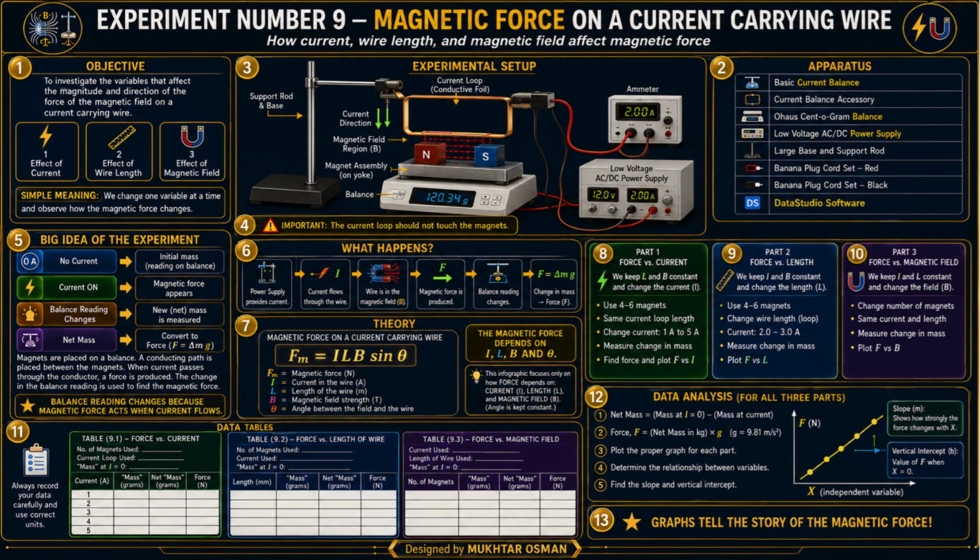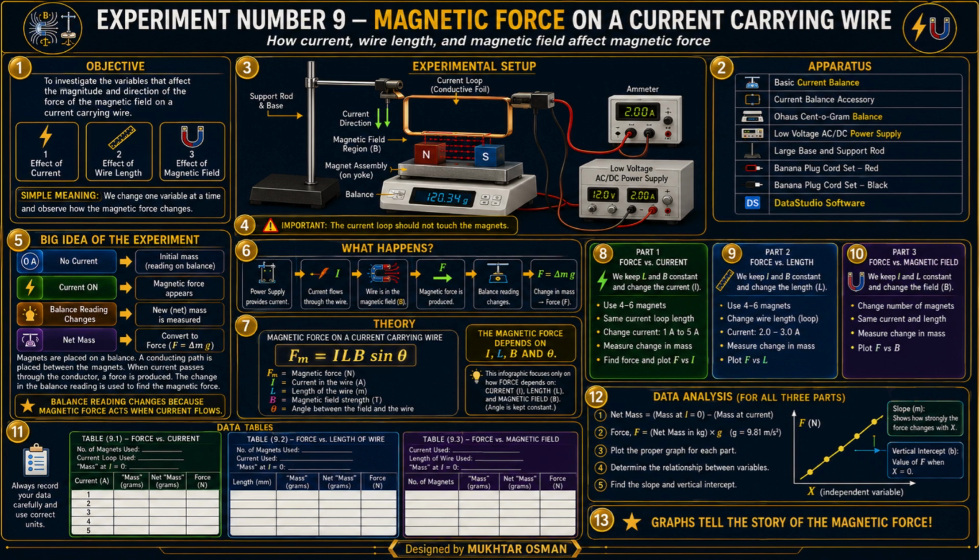10. Part 2. Force versus length. We keep I and B constant and change the length, L. Steps: use 4 to 6 magnets. Change wire length or loop. Use current from 2.0 to 3.0 amperes. Measure change in mass, plot F versus L.